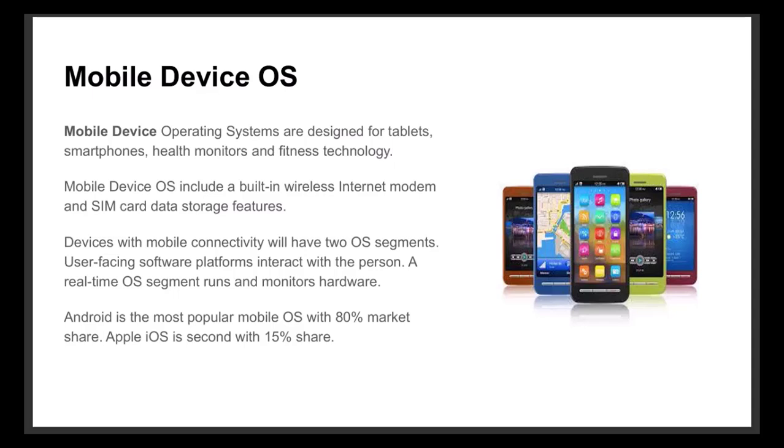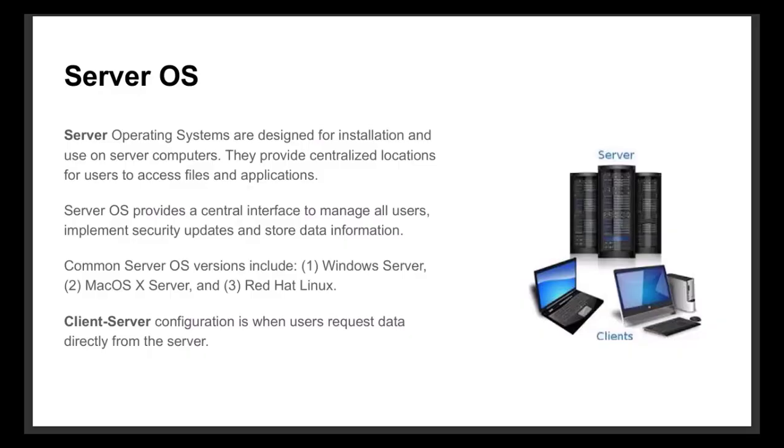The most popular mobile operating system at the moment is Android, which is a mobile device operating system you see with many different smartphones and the Google environment, as well as Apple's iOS, which is the operating system designed for Apple's mobile devices, such as iPads and iPhones. And the third type of operating system to understand is a server OS.